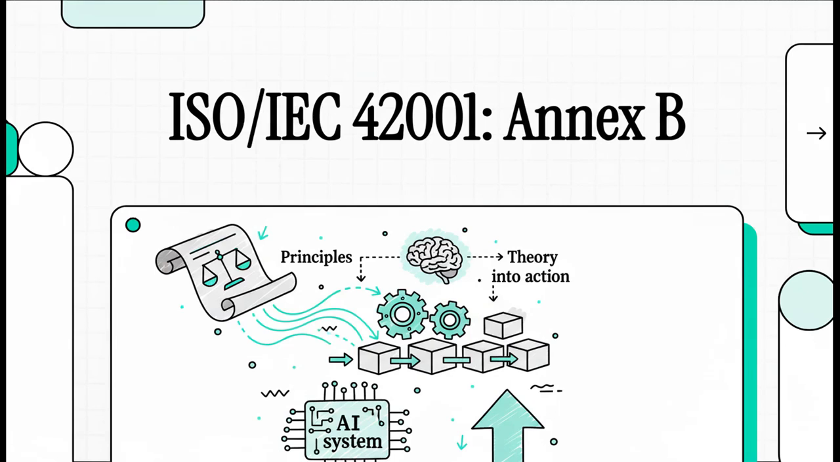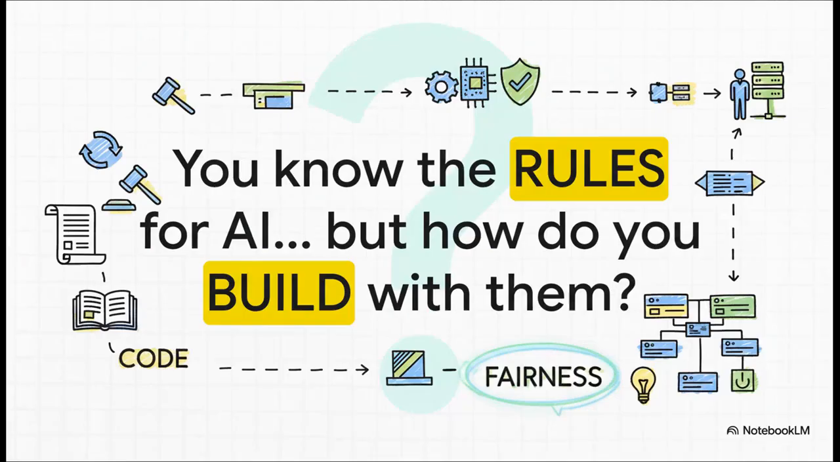So, we've all seen those lists, right? The principles for trustworthy AI. They're great, they're important. But they can leave you with one really big question. How do we actually build something with these rules? Well, today we are going to translate all that theory into action using a really powerful and practical guide. Let's jump in.